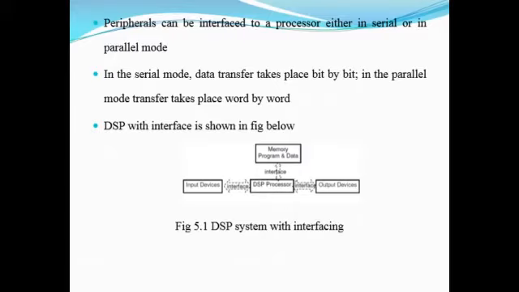Even if I consider the memory divided into a program memory part and a data memory part, either can be connected in a serial mode or a parallel mode. In a serial mode, the data transfer takes place bit by bit, that is, serial transmission. In the parallel mode, we consider word by word data transfer. The DSP with interface can be seen in this interfacing diagram, where the DSP system is interfaced with the memory as well as the I/O device.